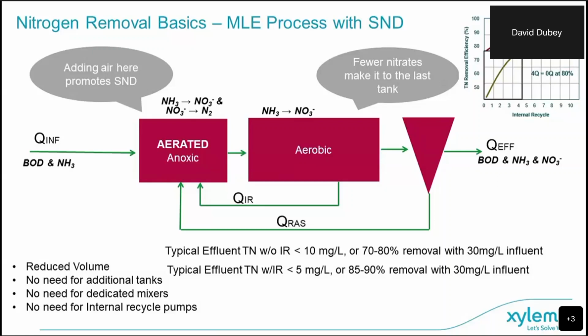If we add the internal recycle with an aerated anoxic system, we can get an 85 to 90% removal, or 10 to 15% remaining of the influent nitrogen. And this is about as good as we can do. It takes the place of having to do a post-anoxic in many instances. If you only have a 5 TN limit, you may not have to do a post-anoxic. So it saves tank volume, having to have an extra tank.